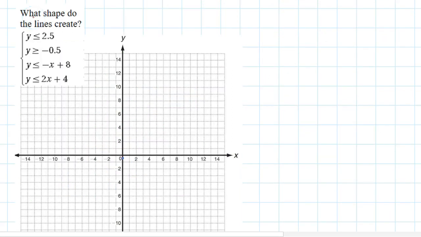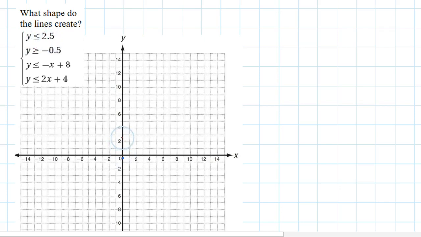All right, we have one more problem. It says, what shape do the lines create? So I have 4 lines here. Luckily for me, they're all in slope-intercept form. The first one, actually the first 2, we know are going to be horizontal lines because there's no x value. So it says y is less than or equal to 2.5.